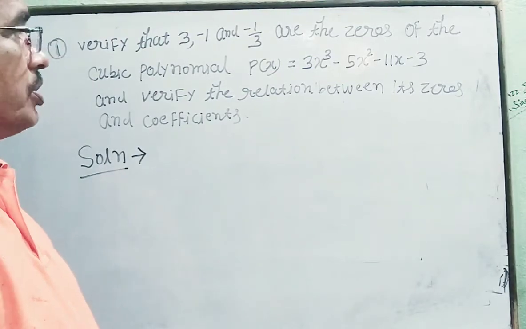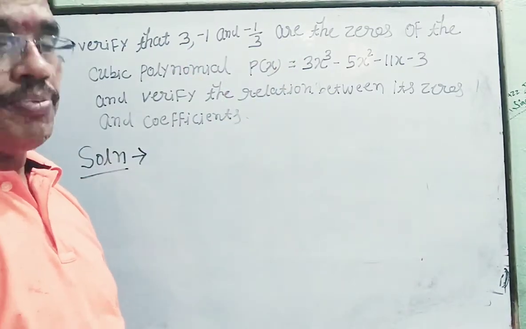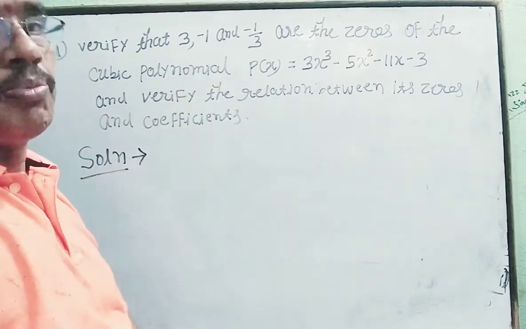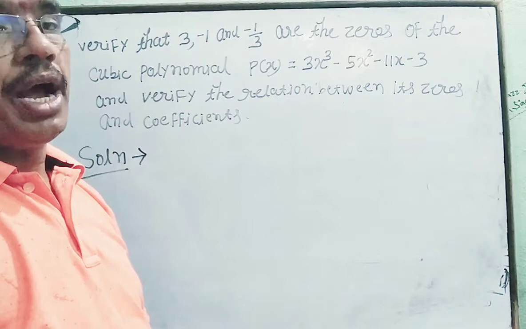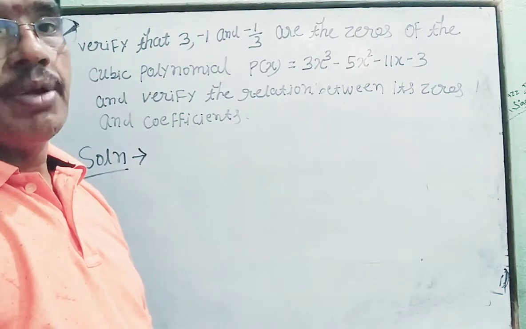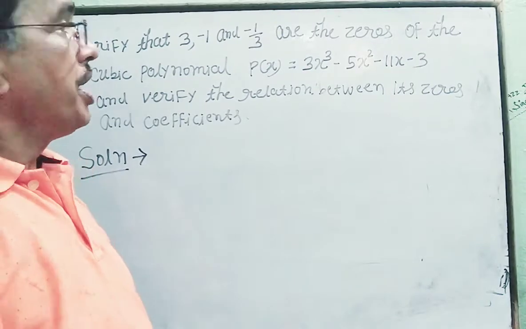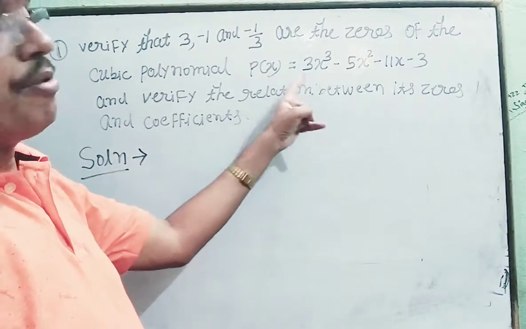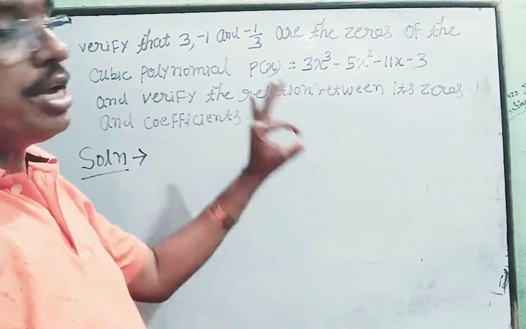The rule for this question is you put the value of x in the equation, and if we get 0, then it is clear it is a zero of the polynomial. What is a zero of the polynomial? p(x) is a polynomial and alpha is any root. Then p(alpha) is equal to 0. Then alpha is a zero of the polynomial. That means if 3 is put in the equation in place of x and we get 0, then it is clear it is a zero, it is a root.